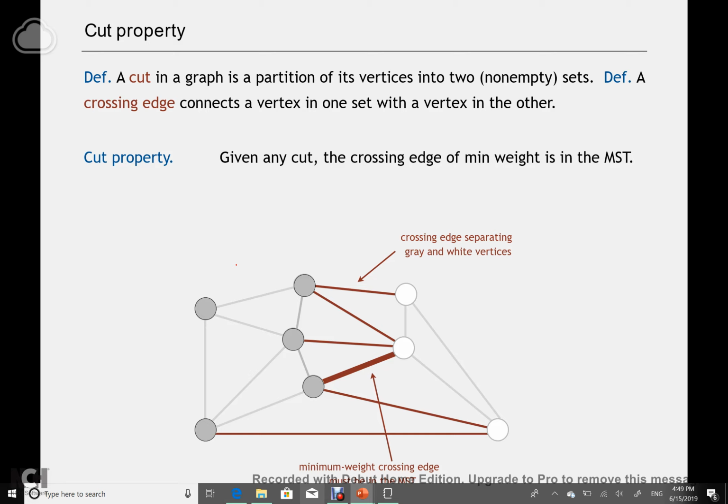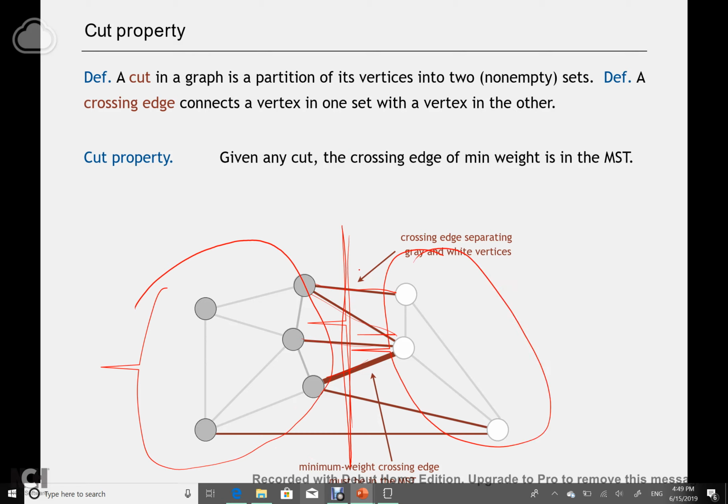So the cut is just like we talk about a split, right? In the sequence of numbers. So here, a cut is a collection of edges. For example, this is one cut. All the edges between the vertices in this part and this part.